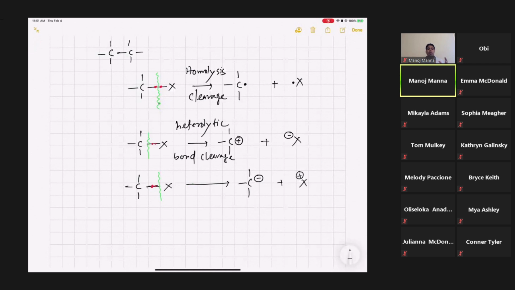So there are 2 major types of bond cleavage: homolysis and heterolysis. If you have homolysis, both atoms get one electron. But if you have heterolytic cleavage, one atom gets 2 electrons and the other atom gets none, right? This particular piece we call a radical. If you have a carbon radical, okay, carbon radical. If you have a positive charge over carbon, we call it a carbocation. If you have a negative charge over carbon, we call it a carbanion.